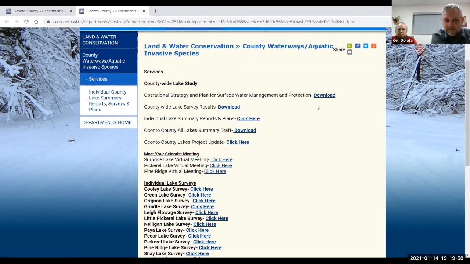The top ones are the operational strategy and plan that was adopted, and the countywide lake survey results. This was a countywide survey that Dale will talk a little bit about. Then the individual lake summaries and plans. So your summary for Wescott Lake, you click in here and go in, and it's got, I guess I can just go in there and show you.